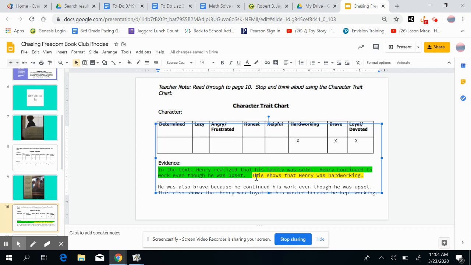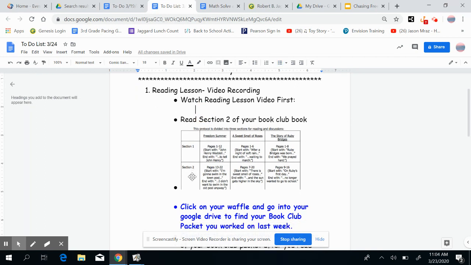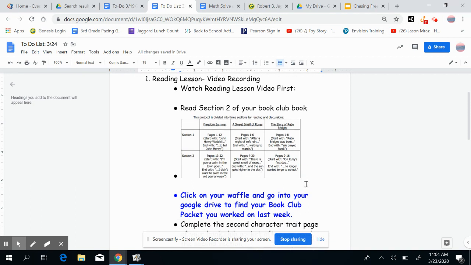So what you will do today, you will watch this lesson, which I'll post down here, and then you're going to read section 2. If you notice down here what section 2 is, look at your page numbers. If you need to number the bottom of your pages, lightly, you are able to do that. They should be numbered, but sometimes some of the books don't get numbered. It also tells you what the section starts with and ends with, if the numbers aren't there to help you.